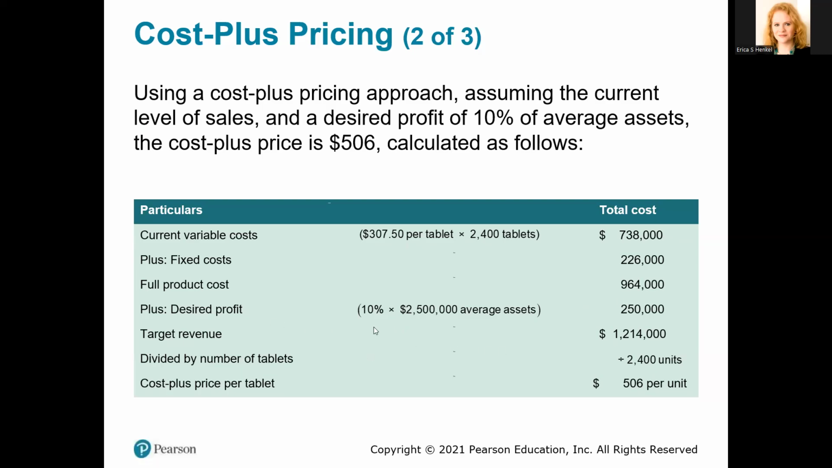Their desired profit was 10% of $2.5 million in average assets. So their minimum return was 10% on those assets, meaning they wanted to make $250,000. So their target revenue then, in order to achieve that profit, was $1,214,000 in total, which they divided out based on the number of units to arrive at $506 per unit.